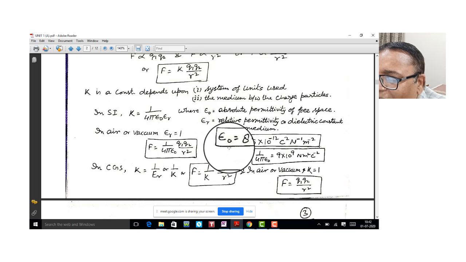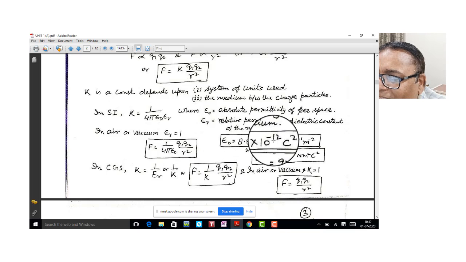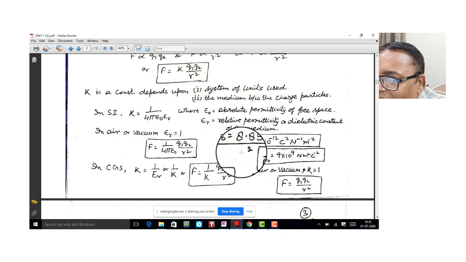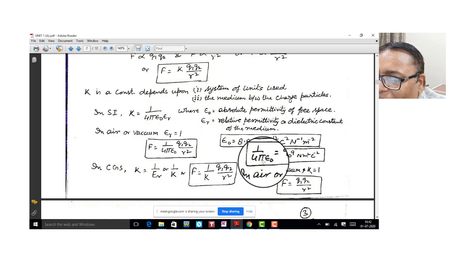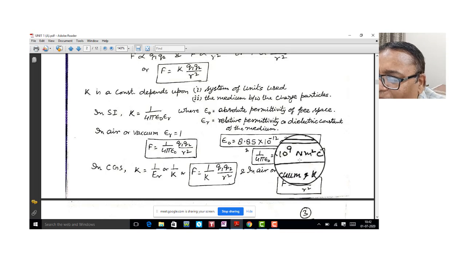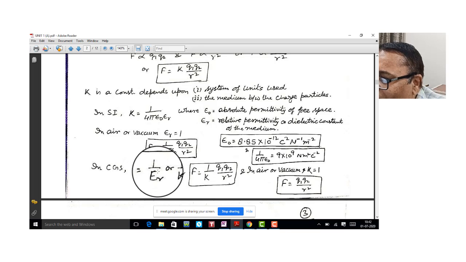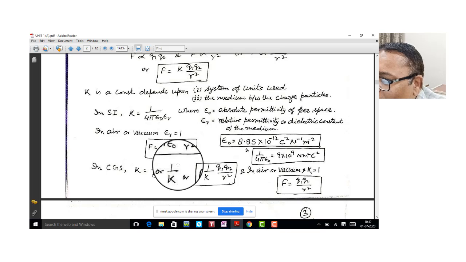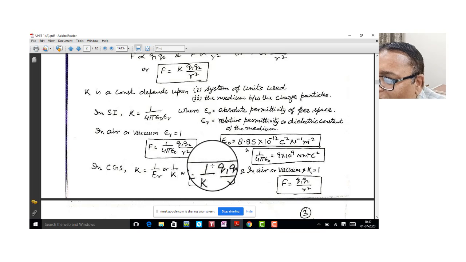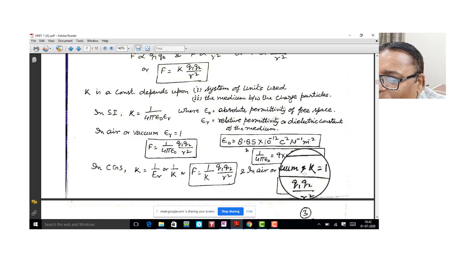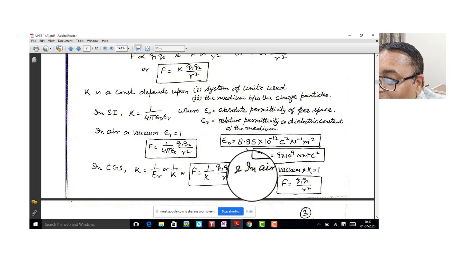Epsilon naught is 8.85 into 10 to the power minus 12 Coulomb square per Newton meter square. And for numerical purposes, 1 upon 4 pi epsilon 0 is equal to 9 into 10 to the power 9 Newton meter square per Coulomb square. In CGS system, K is equal to 1 upon epsilon r, or simply 1 upon K. Thus F is equal to 1 upon K Q1 Q2 upon r square. In air or vacuum, K is equal to 1, then F is equal to Q1 Q2 upon r square.